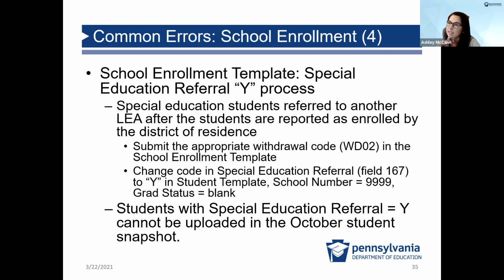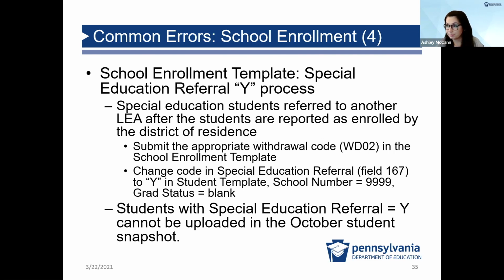Another error that we often see, the special ed referral Y process. So if a student starts the school year educated, as usual, and then there is a change in the IEP and they're going to be referred somewhere else, the student has to be withdrawn from the school that the student was attending before. And this can all happen in the same upload. If you WD02 the student from the school number that they were attending, and in the same upload, you change special ed referral to Y, change the school number to quad 9, and a blank grad status.